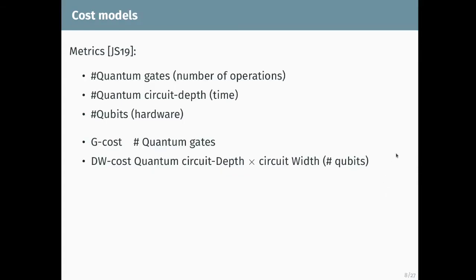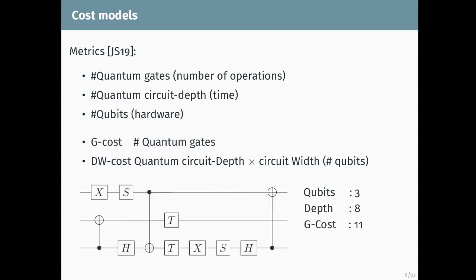So the metrics we're going to consider are the number of quantum gates, or number of primitive quantum operations we perform, the quantum circuit depth, or time, and the number of qubits. And in particular, we're going to be considering two metrics. One, the G cost. So if we consider this circuit down here, each wire represents a qubit. We have 8 time steps, and we have 11 gates in total. Therefore, this particular circuit has a G cost of 11, because we have 11 gates.